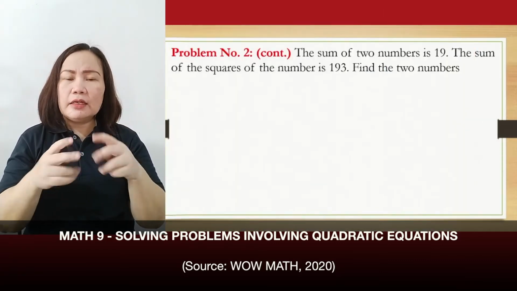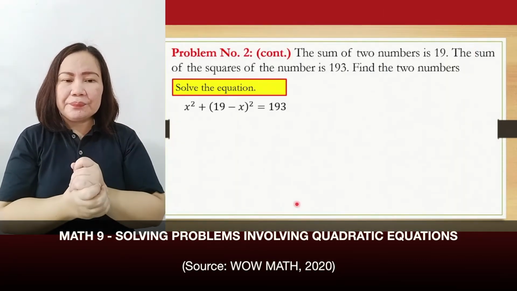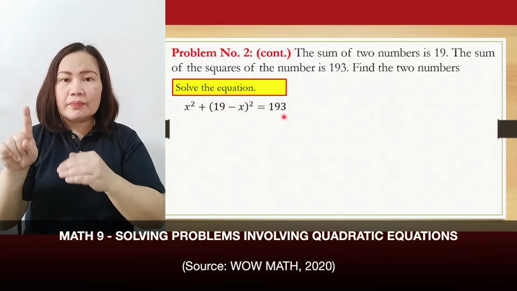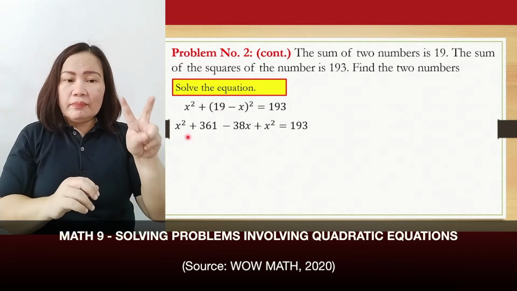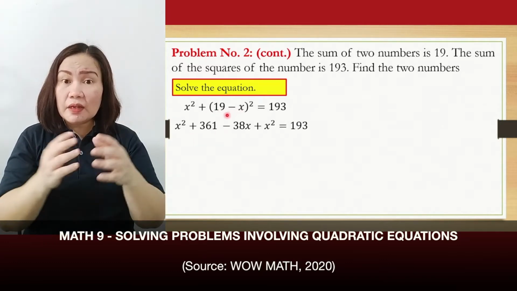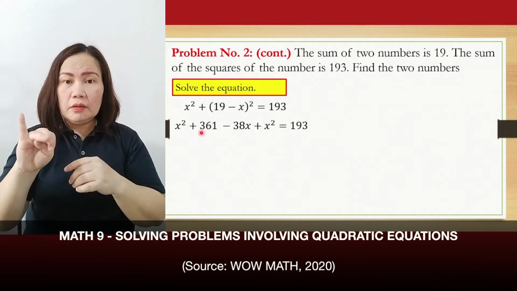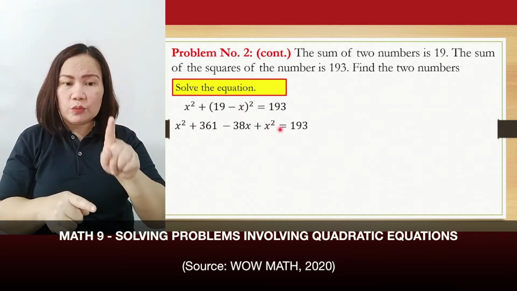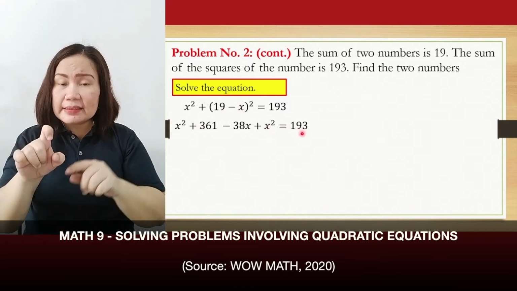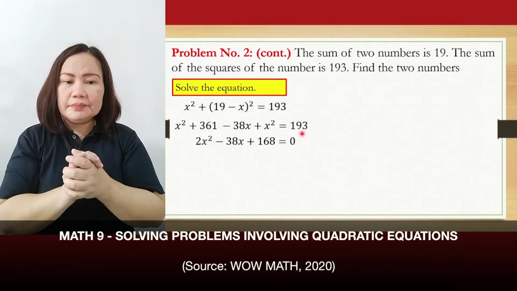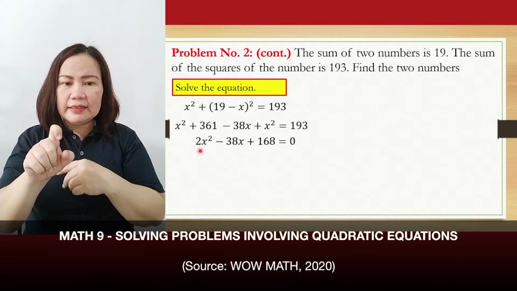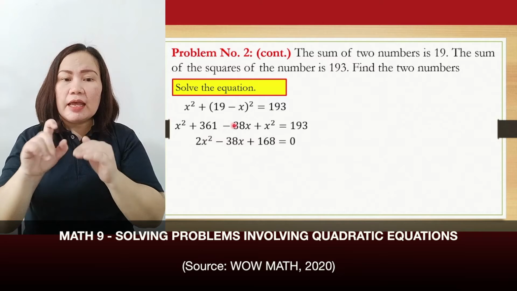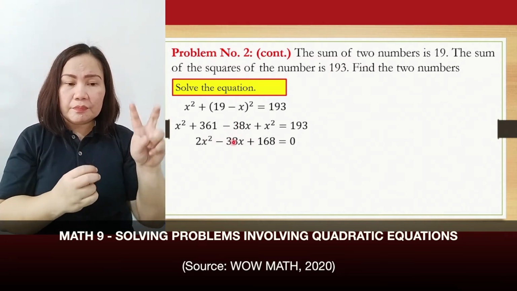Now let us solve the equation. So, I have here x squared plus the square of 19 minus x is equal to 193. So, this is the square of a binomial. So, let us solve. This will become 361 minus 38x plus x squared is equal to 193. Okay? By combining similar terms, we will have 2x squared. Bakit naging 2x squared? Because I have here x squared and another x squared. So, that is 2x squared. And then, minus 38x, we will just copy.